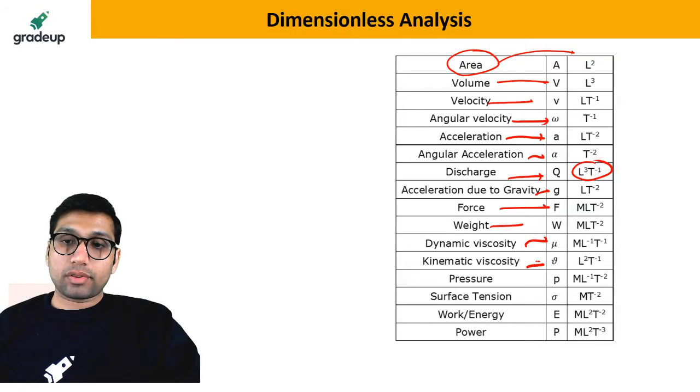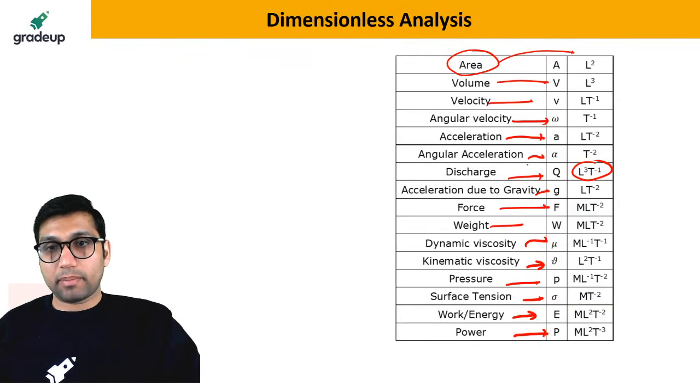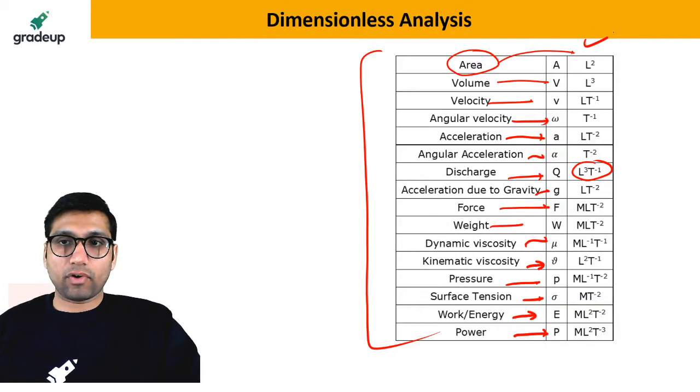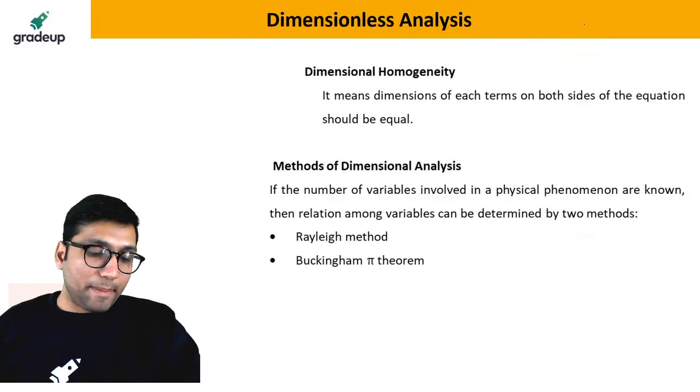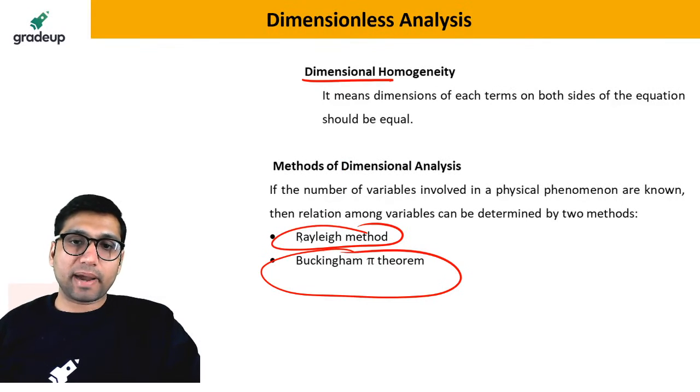Okay, kinematic viscosity dimension is L^2T^-1, pressure is ML^-1T^-2, surface tension is MT^-2, work and energy are ML^2T^-2 and power is ML^2T^-3. So these are the dimensions. You will get the table for different dimensions. So for dimensional analysis there are 2 methods. One is called Rayleigh method, one is called Buckingham pi theorem.